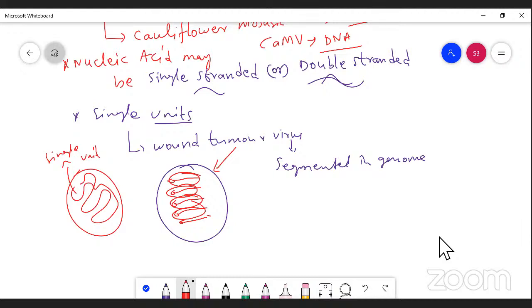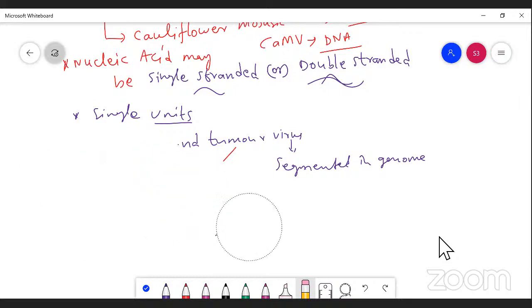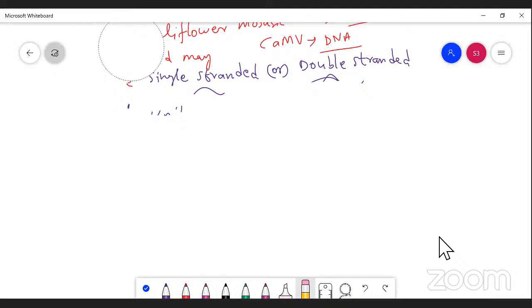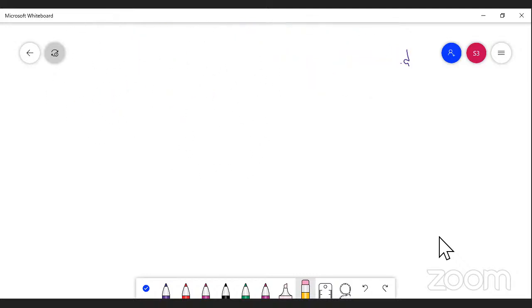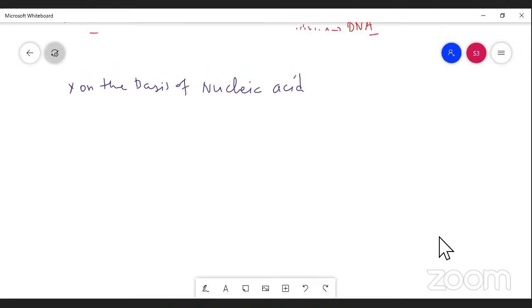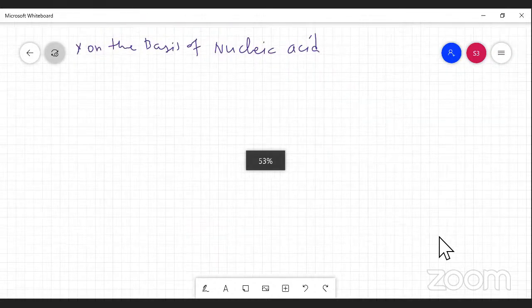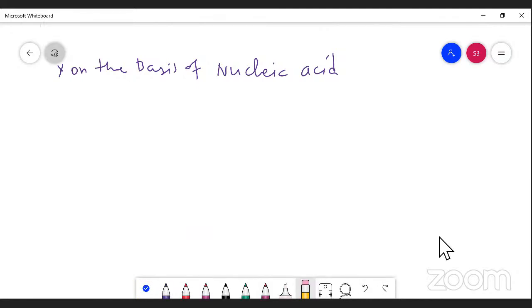On the basis of nucleic acids, there are four classes. So what are the four classes based on nucleic acids?